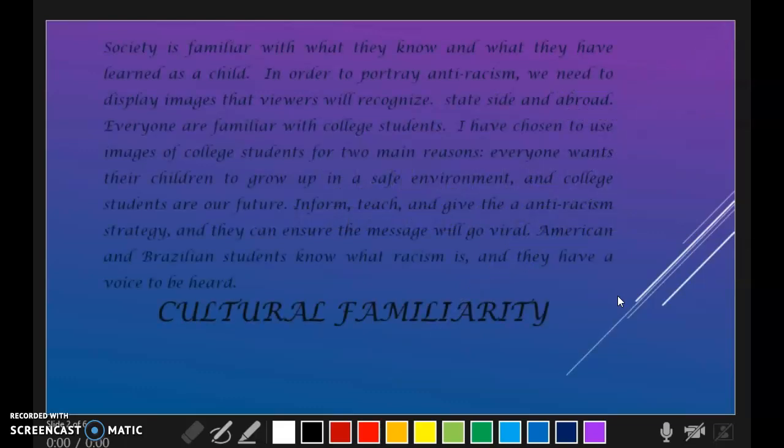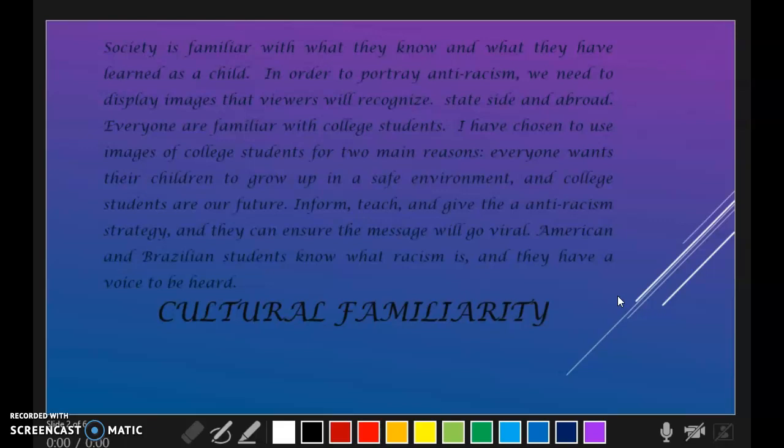Society is familiar with what they know and what they have learned as a child. In order to portray anti-racism, we need to display images that viewers will recognize, stateside and abroad. Everyone is familiar with college students. I've chosen to use images of college students for two main reasons.